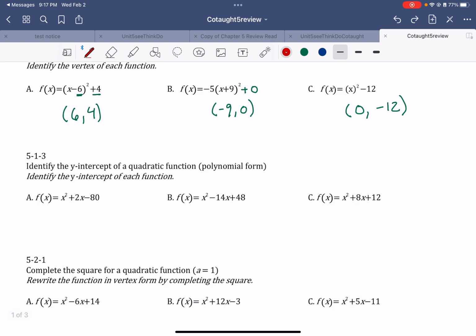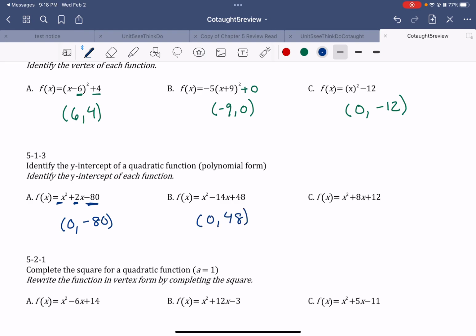This is identify the y-intercept in polynomial form. So remember, our y-intercept is going to be that last constant number at the end. We call it the c sometimes. So remember, our a is the number in front of our x squared, then the b is the number in front of the x, and the c is the last number all by itself. So our y-intercept is going to be the point 0, and then whatever our c is. In this case, it's -80. For b, it will be 0, 48, and for c, it will be 0, 12.